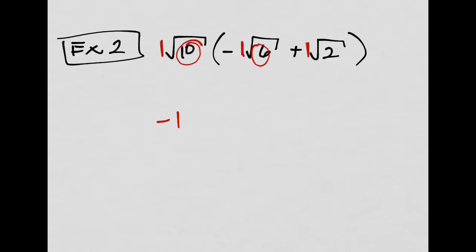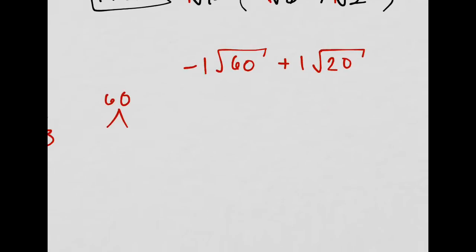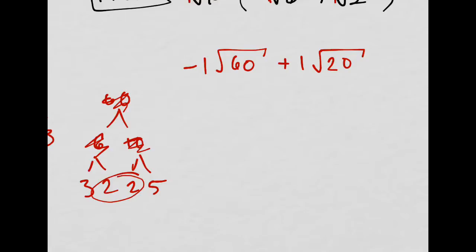And then the insides times the insides, that's the square root of 60. And then I do the same thing over here. That's plus 1 square root of 20. And now I'll break these down. 60, that's just 6 and 10, which is 3 and 2, which is 2 and 5. And then I ignore those ones. And then the 3 and the 5 are on the inside.